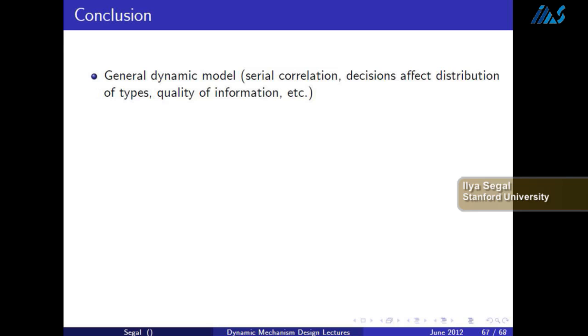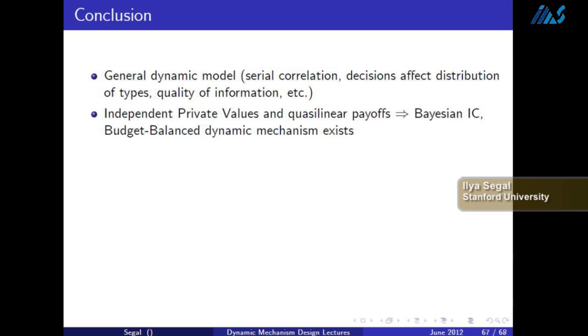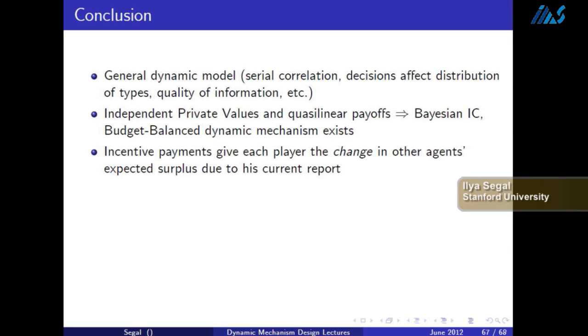Okay, so conclusion. So we had this general dynamic model, serial correlation, and so on. Decisions can affect distributions of types, and we constructed Bayesian incentive-compatible budget balanced dynamic mechanisms. And the trick there is that we use the incentive payments. There's only one trick. It took us a long time to get to that trick. So we started in a much more complicated way, but as usual, the simplest solution takes the longest time to find. But the trick is really the comparison to AGV.